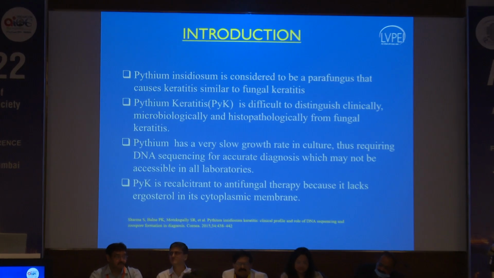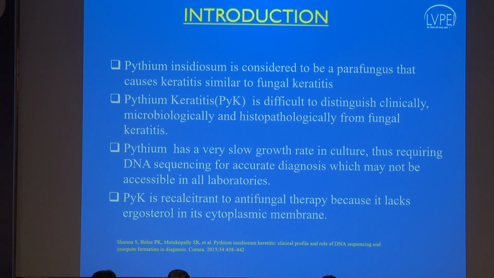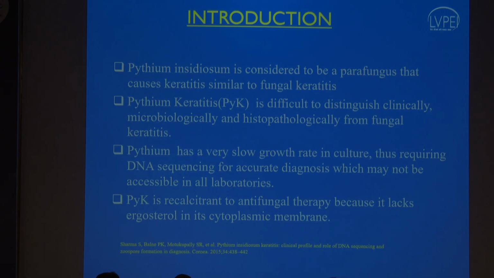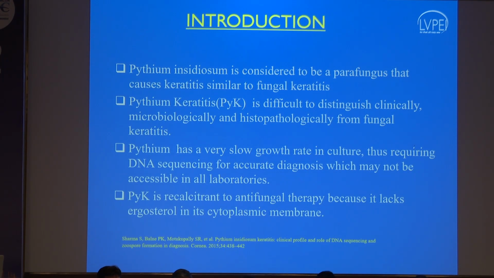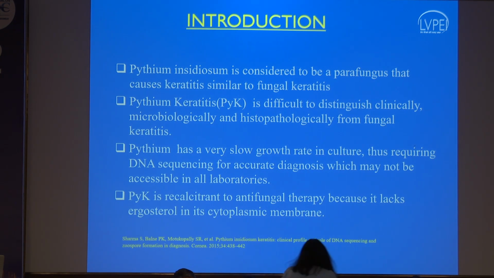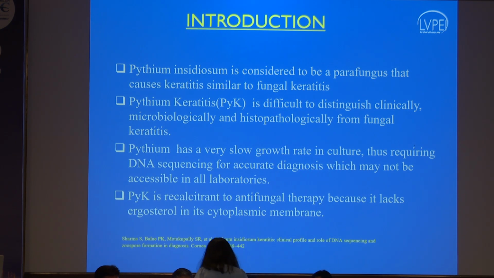Pythium insidiosum, as we know, is a parafungus that causes keratitis, which is very similar to fungal keratitis, yet it is difficult to distinguish clinically, microbiologically as well as histopathologically from fungal keratitis. It has a very slow growth rate in culture, thus requiring DNA sequencing for accurate diagnosis, which may not be feasible in all laboratories. Pythium is also recalcitrant to antifungal therapy because it lacks ergosterol in its cytoplasmic membrane.